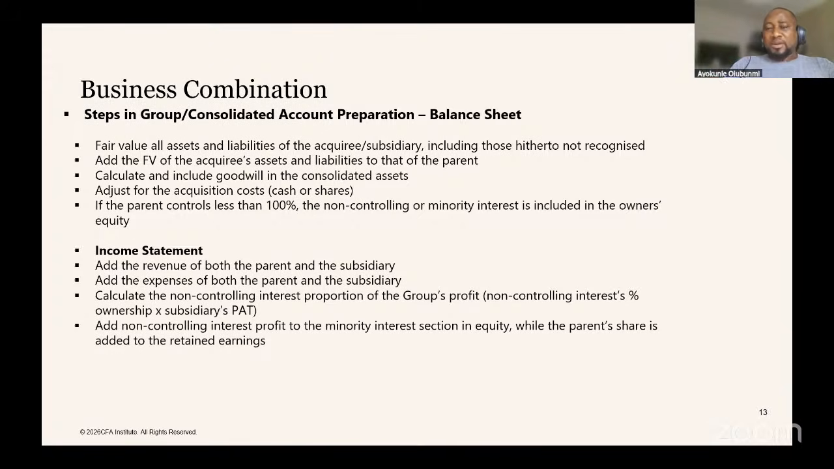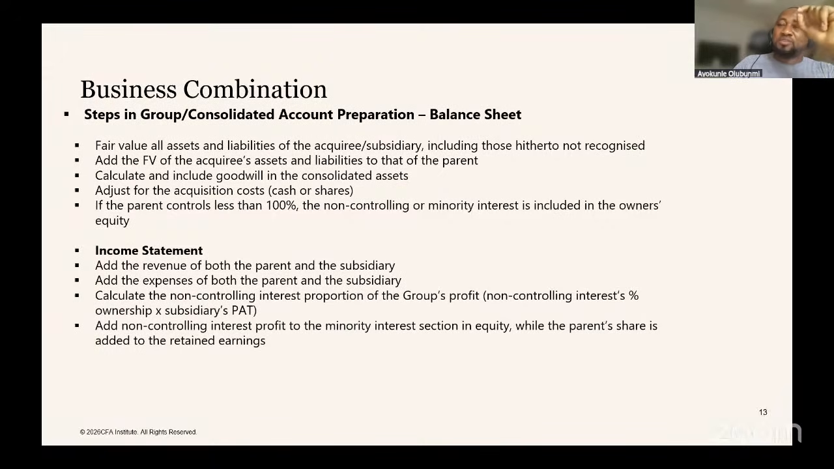So now, having done this, the next thing to do is to prepare the consolidated balance sheet. To prepare the consolidated balance sheet, you take the value of each asset of the parent and add it to the fair value of the subsidiary for each item. You do the same thing for liabilities. And of course, on the asset side, you need to also include the goodwill that you've computed.